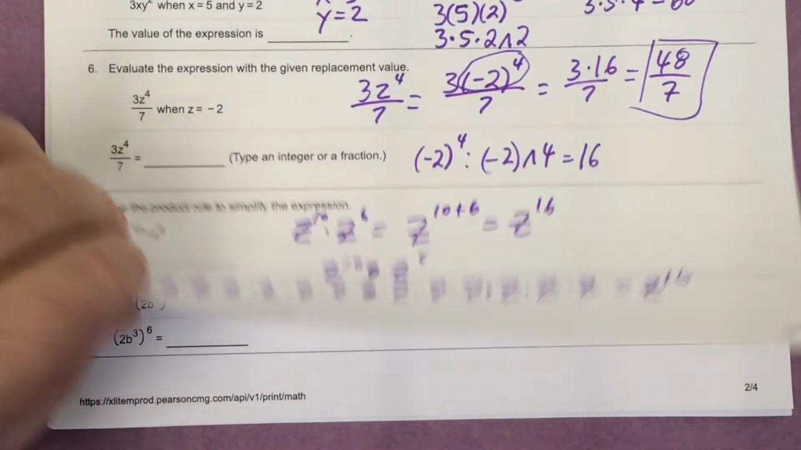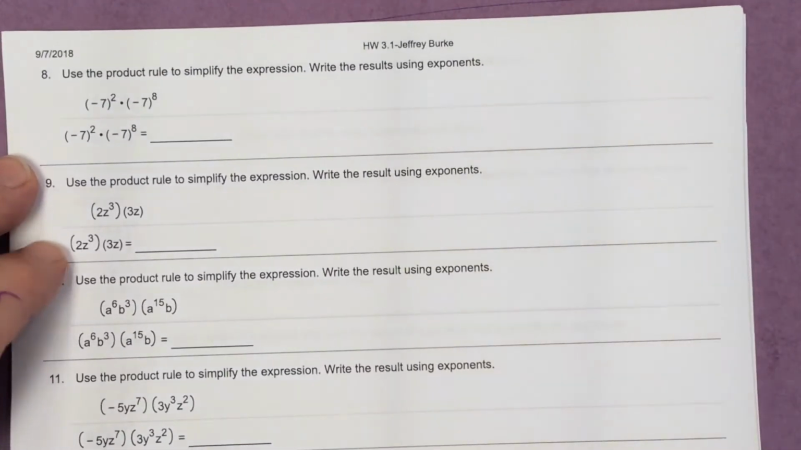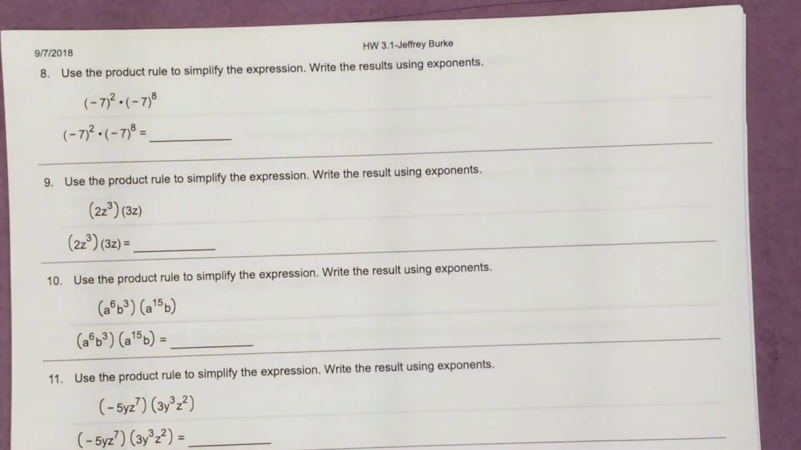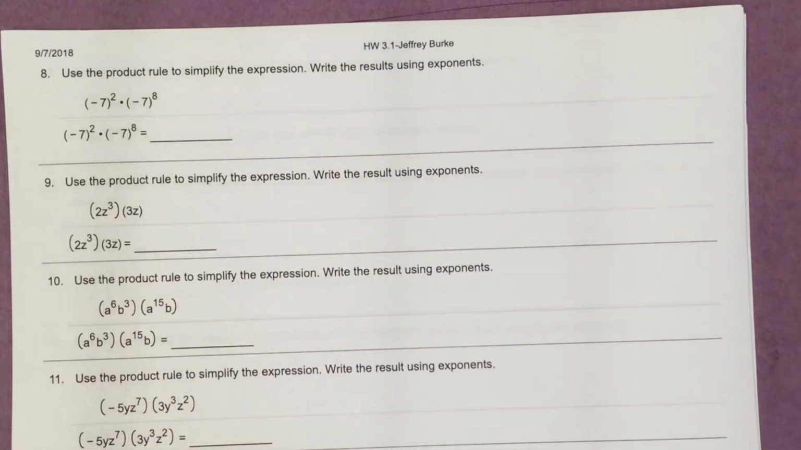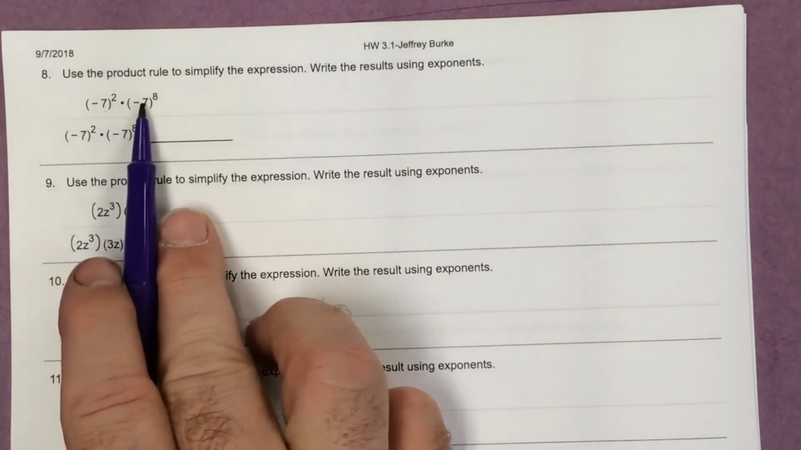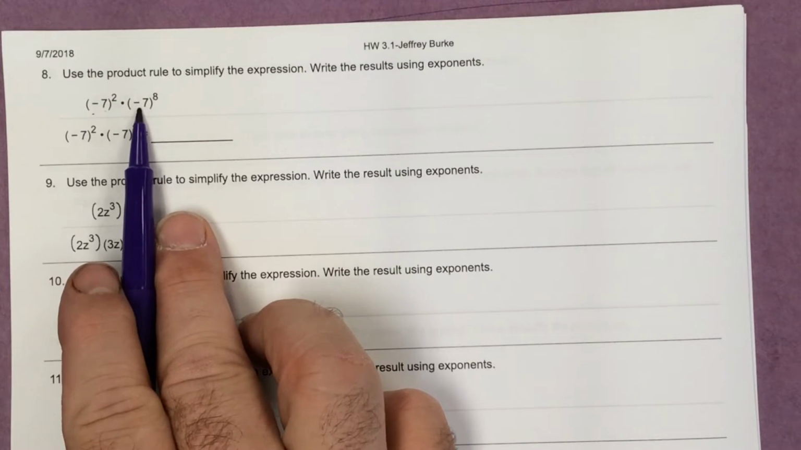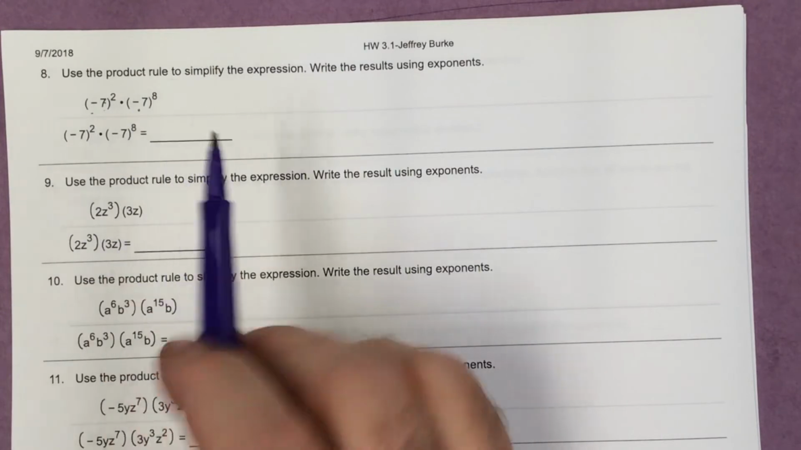So going from the first page now, let's take a look at how we do the next few problems. It says use the product rule to simplify the expression. Write the results using exponents. What is it asking? Use the product rule to simplify the expression. That means we're going to be adding the exponents. We have to make sure that the bases are identical. This is -7. This is -7. If we're looking at things with different signs, it wouldn't quite work. So we have to be sure to be consistent.